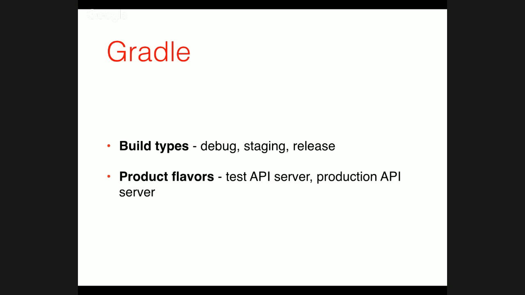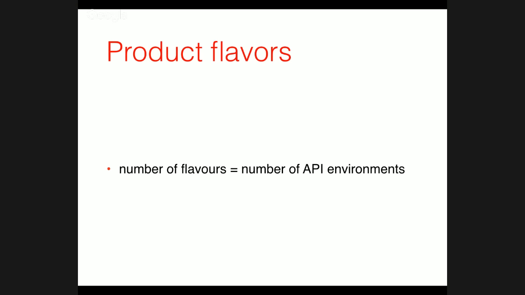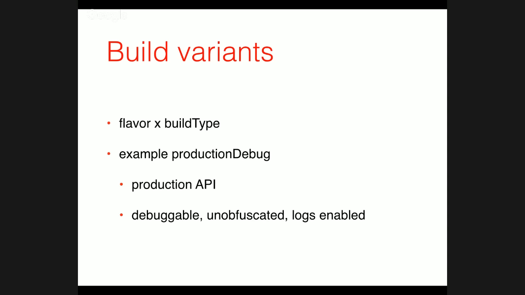Those are the build types. The number of product flavors equals the number of API environments that you have throughout the application. And when you structure it like this, you have the ability to, for example, build a debug build for the production API, or vice versa. You can build a production build for the debug API, which really helped us to discover some bugs that were happening on production and were caused by ProGuard obfuscation, et cetera. So this really helped us, and it prevented things from development from ending up in production.